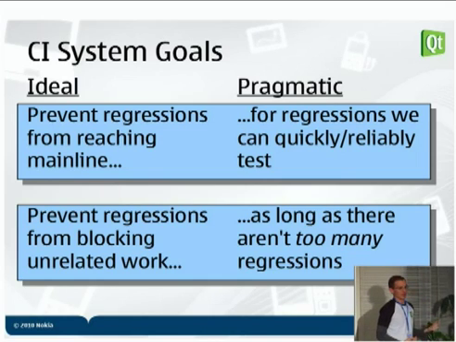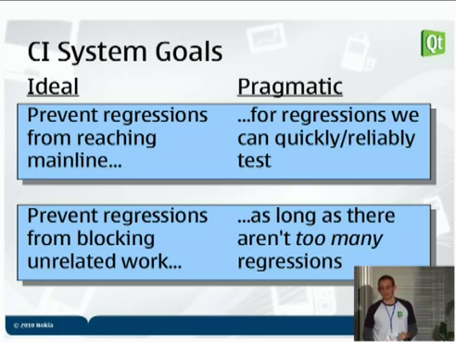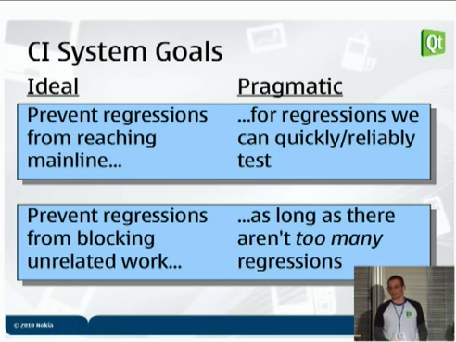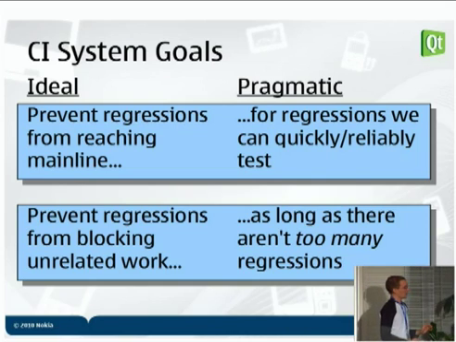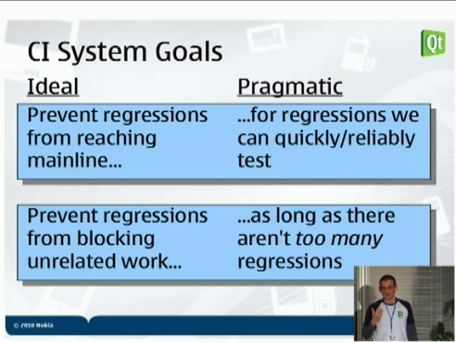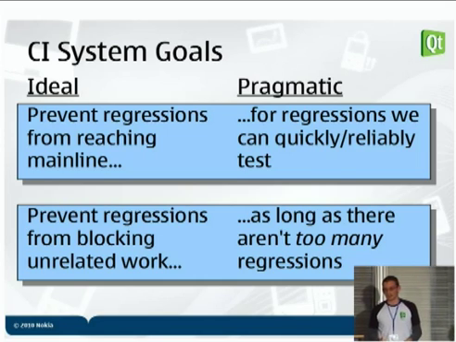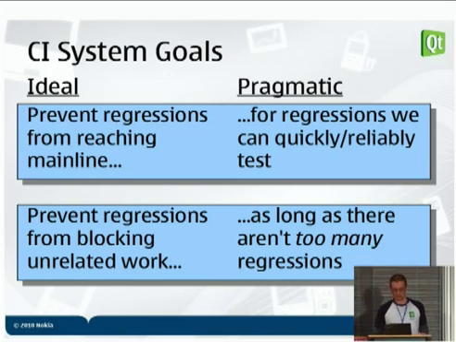The other important goal that we have is preventing regressions introduced by one developer from blocking the work of other developers. So in the ideal world, that's what we'd have. But we need to be pragmatic. That means that when we talk about preventing regressions, we have to limit ourselves to the regressions that we can actually test for quickly and reliably. And when we talk about regressions not blocking the work of other developers, well, let's just admit that if everyone is always breaking things, then the system might fall down a bit sometimes. Okay, so these are the goals that we were working with.